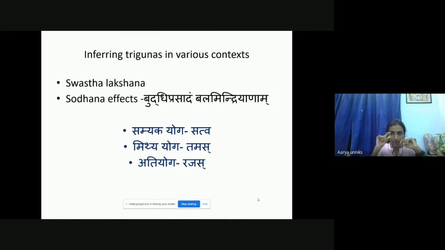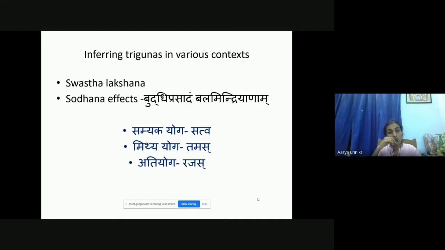But I'm going with one single phrase, that is buddhi prasadam balamindriyanam. This is mentioned in Ashtanga Hridaya Sutrasthana, Vamana Virechana chapter. Buddhi prasadam balamindriyanam dhatu sthiratam jaranasidhdhi. So these are related to manas. Buddhi gets prasadam. Balam of the indriyas. These are all attained after shodhana. So how does shodhana act on the level of manas? This is a big question.